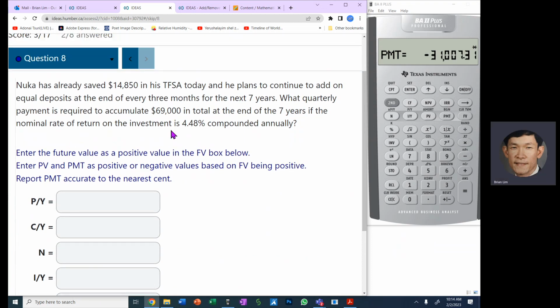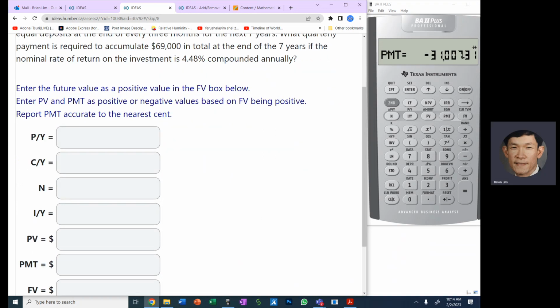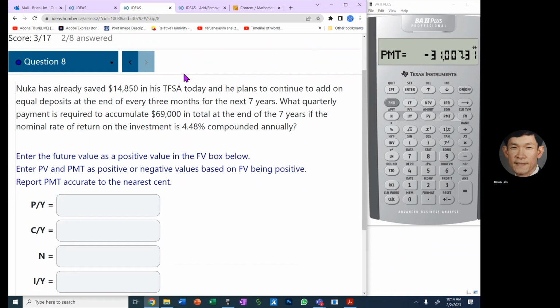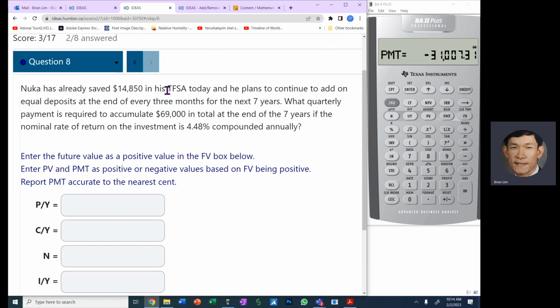Number 8. Nuka has already saved $14,850 in his TFSA. So we can say that we have a present value, right? It's in the TFSA today, the tax-free savings account, and he plans to continue to add equal deposits at the end of every 3 months.